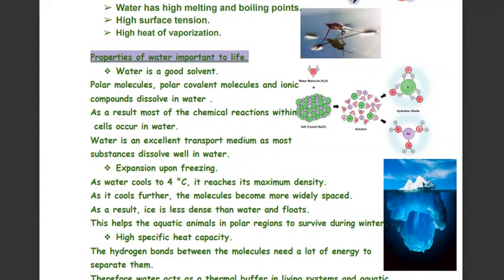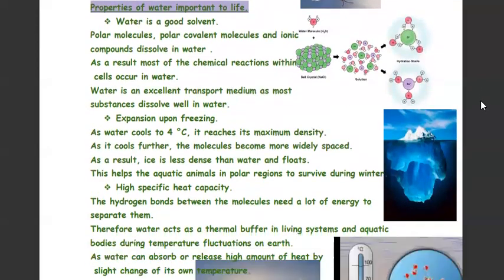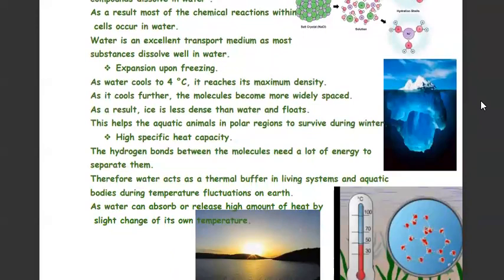Expansion upon freezing. As water cools to 4 degrees Celsius, it reaches its maximum density. As it cools further, the molecules become more widely spaced. As a result, ice is less dense than water and floats. This helps the aquatic animals in polar regions to survive during winter.